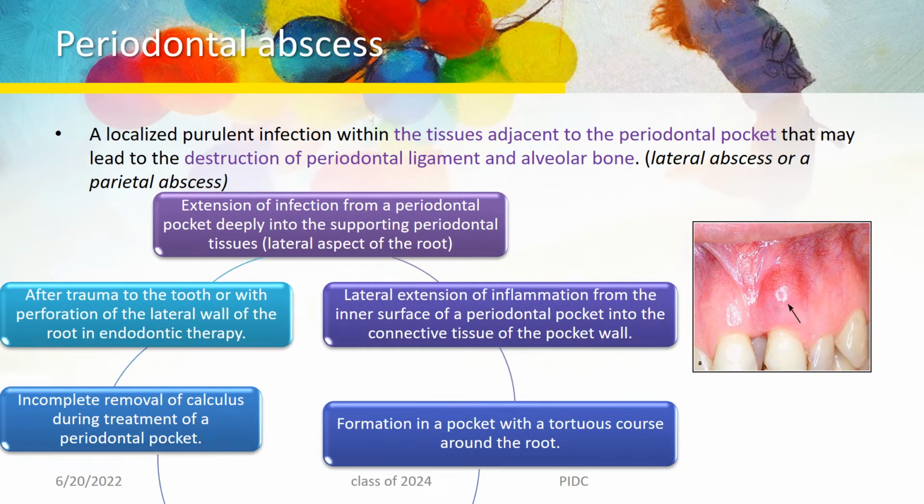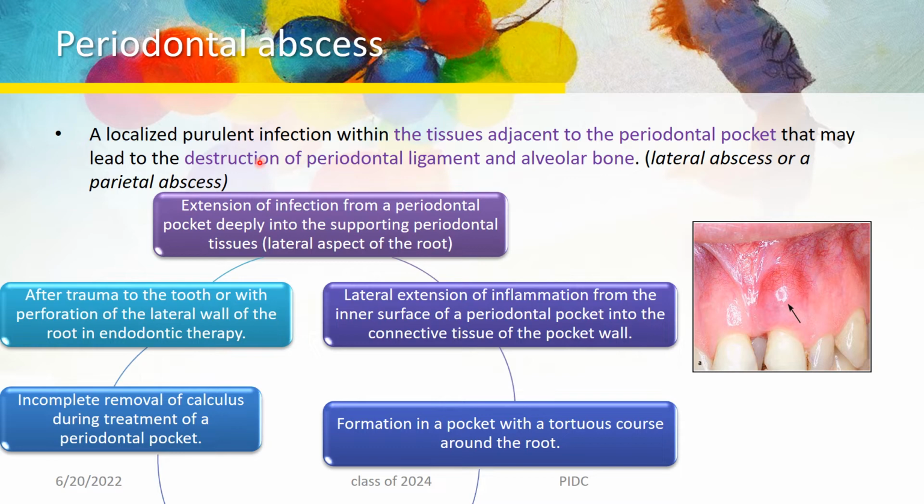Next, coming on to periodontal abscess. This is a localized purulent infection which occurs within the tissues adjacent to the periodontal pocket that may lead to destruction of the periodontal ligament and alveolar bone. It is otherwise called a lateral abscess or parietal abscess.